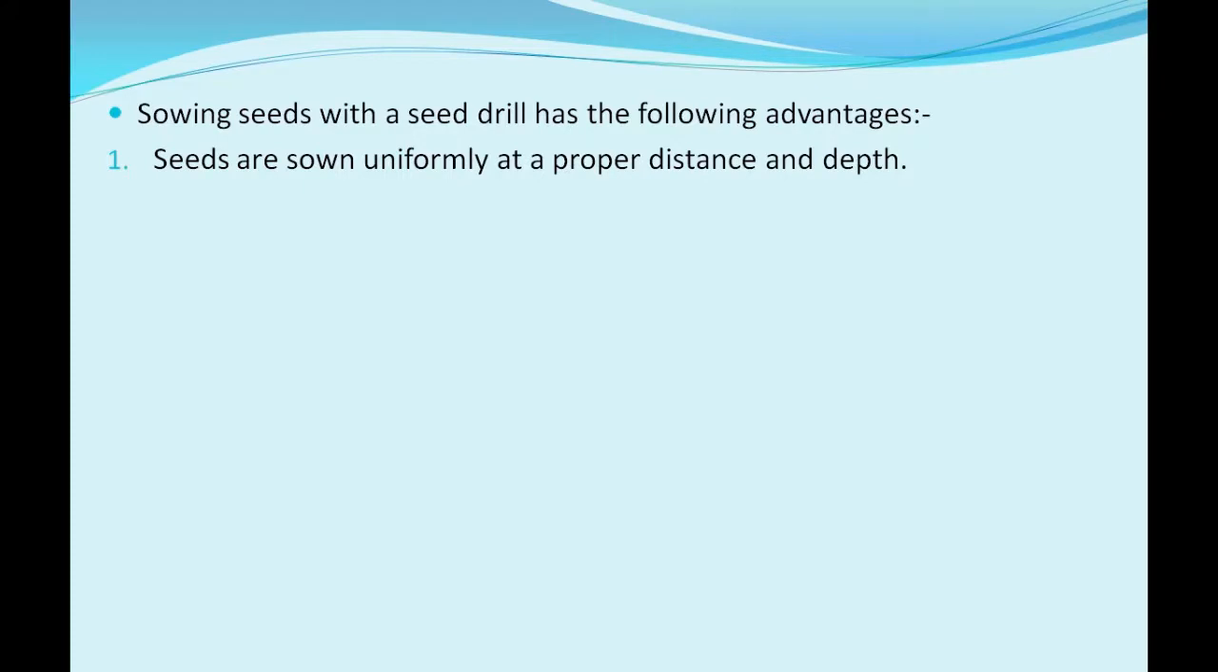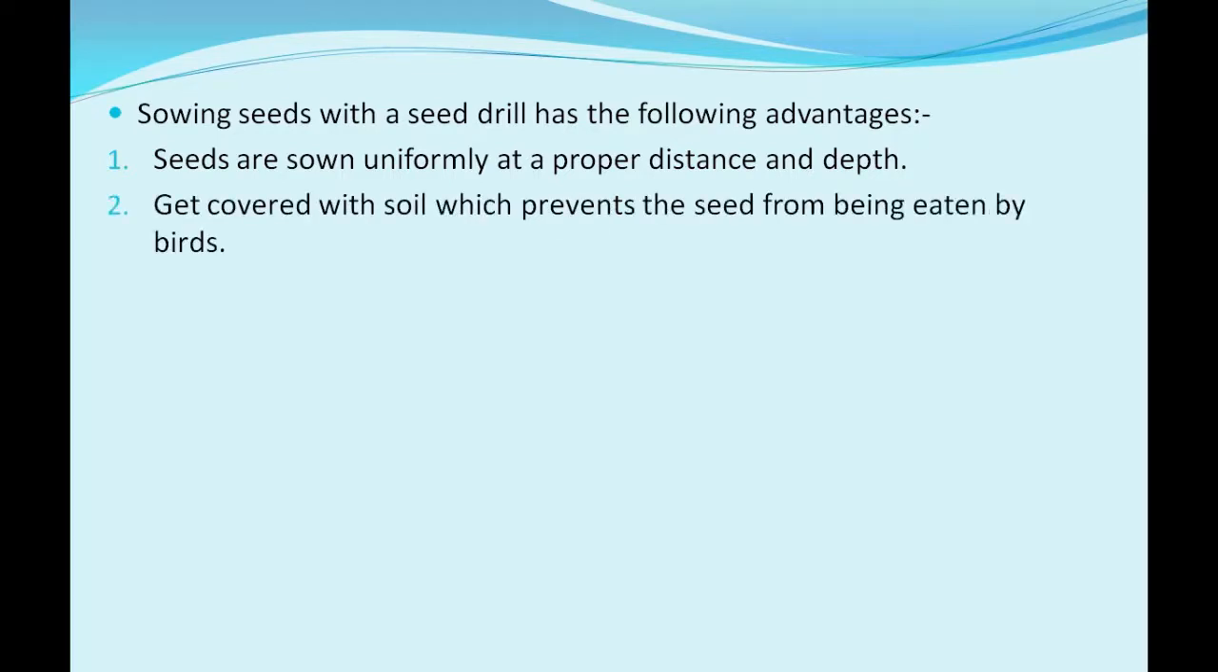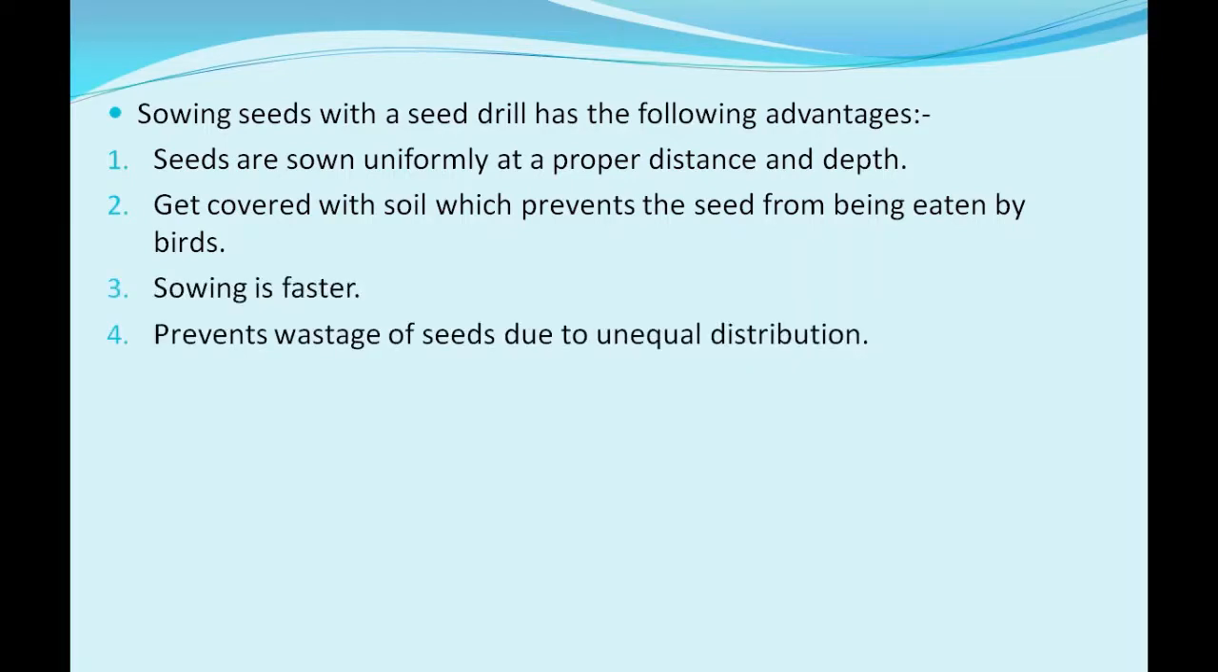Sowing seeds with a seed drill has the following advantages. Seeds are sown uniformly at a proper distance and depth. It gets covered with soil, which prevents the seed from being eaten by birds. Sowing is faster. It prevents wastage of seeds due to unequal distribution.